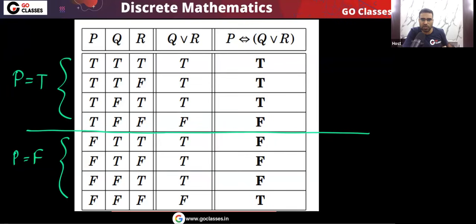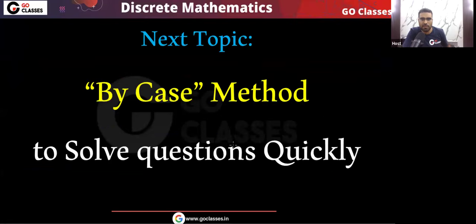Very simple. The same thing you can do for Q also, and for R also. So take any one variable, and for that variable, you consider two cases: that variable is true, that variable is false, because these two cases will cover all the possibilities. This is our by case method to solve questions quickly. Now let's do a lot of practice.